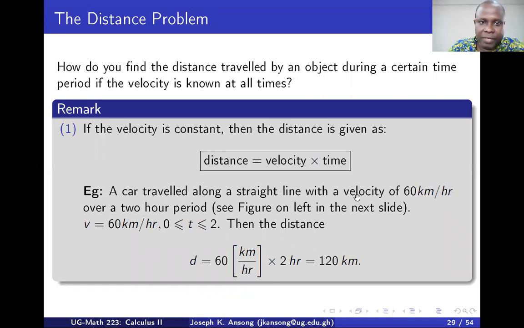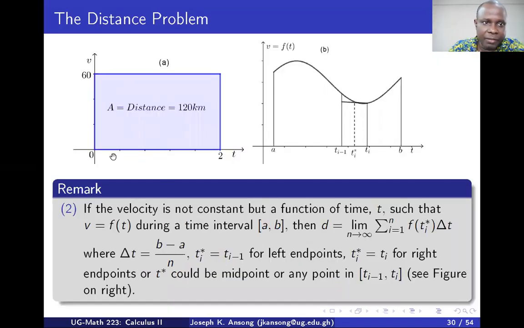So if the velocity is constant, then it's easy. It's basically this rectangle. If you plot velocity against time, the velocity is constant at 60 kilometers per hour. The distance moved on the t axis is 2 hours. So you just multiply the height, 60, by the width, which is 2, and that gives you 120 kilometers. So that's easy. Now, the interesting one is what happens if the velocity is not constant, all right?